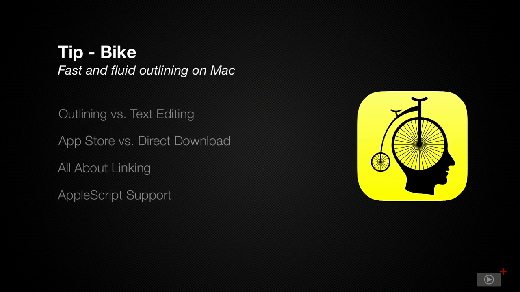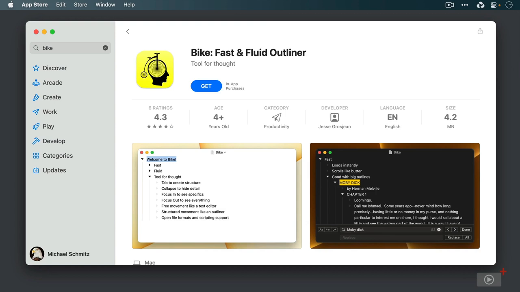Let's get started. Bike is available as a free app from the Mac App Store with an in-app subscription, and as long as you have the subscription active, you will have all of the features available to you in Bike. But the way that I would recommend that you buy the application is directly from the developer via their website.